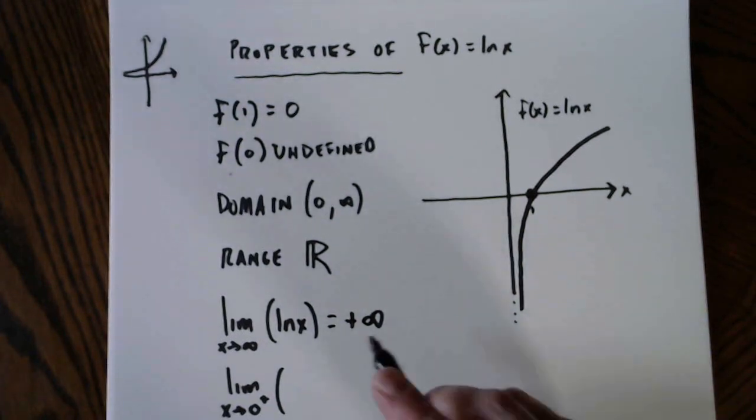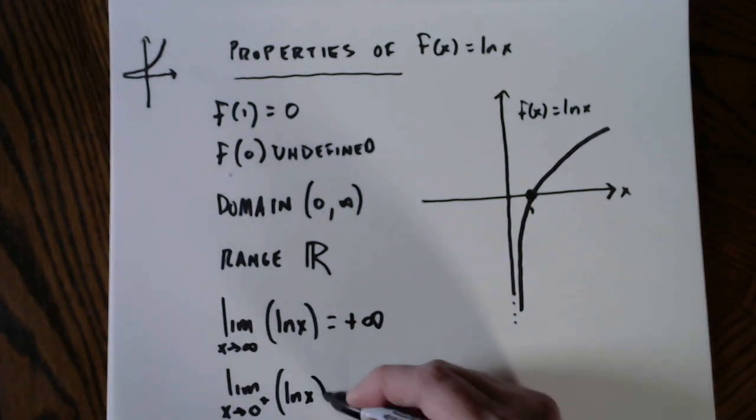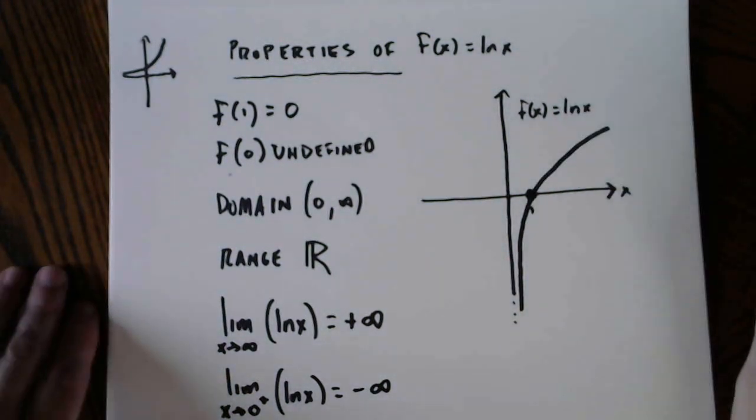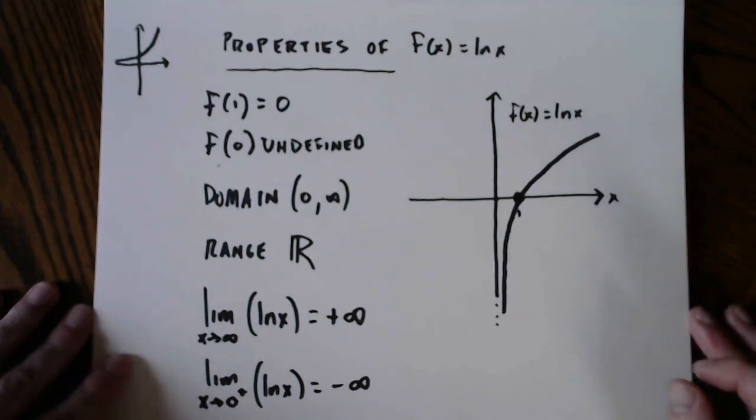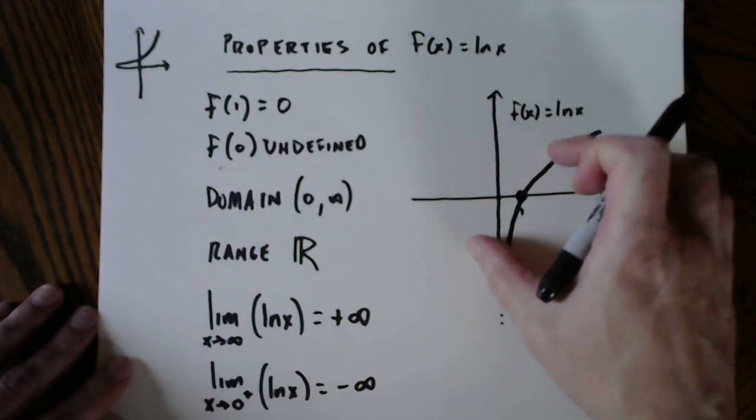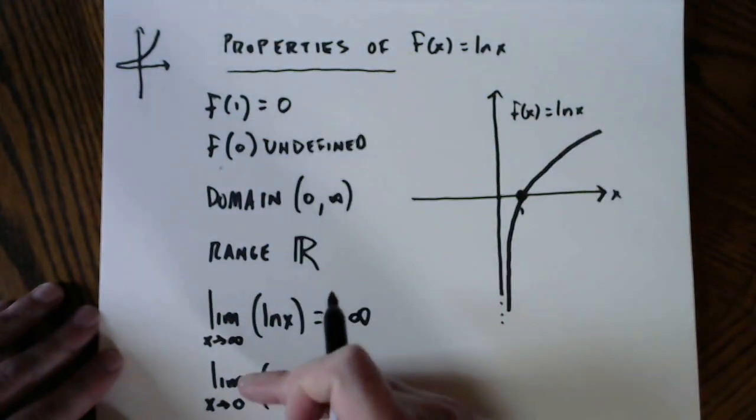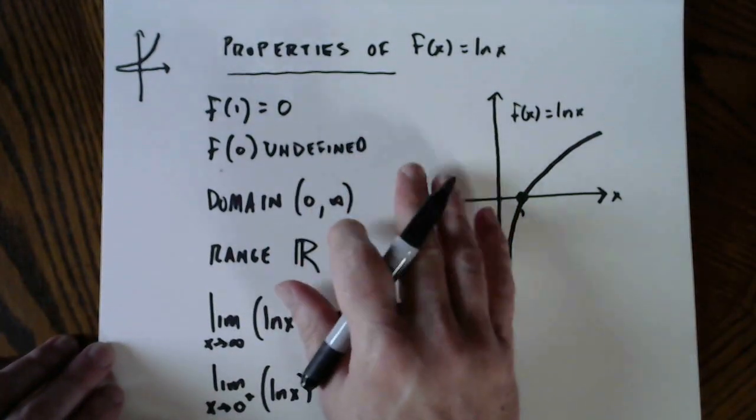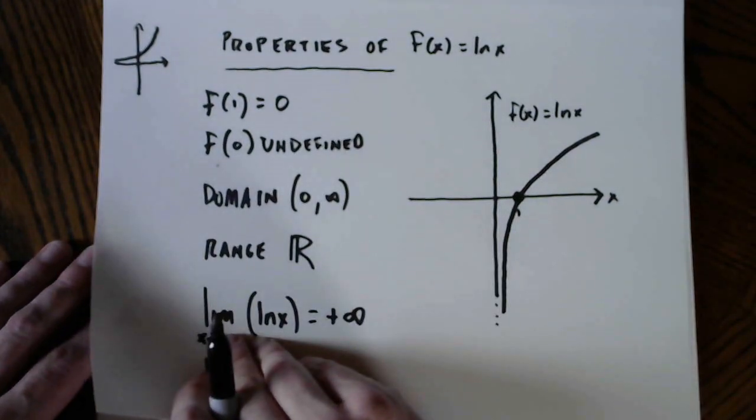Whoop. This baby goes all the way down. Okay, so as we approach 0, we go to negative infinity. So again, if you know this image, you know all this stuff. All right? And this is important stuff. This comes up. I don't want to downplay it.